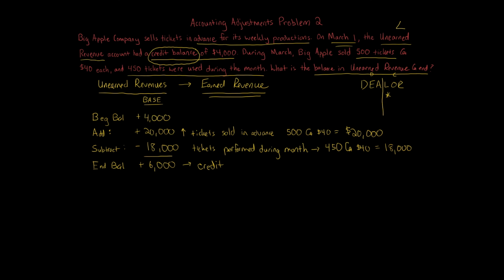One thing to note before you finish this problem: if I gave you any of these numbers, the 4,000, the 20,000, the 18,000, or the 6,000, you could use this BASE formula and calculate the other items. Go ahead and try assuming that you're missing one of these aspects and calculate that.